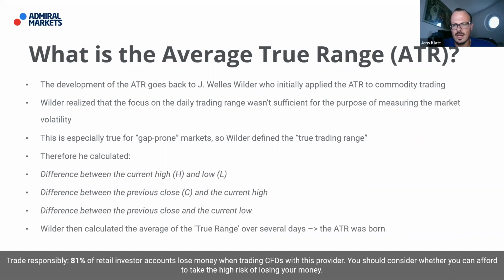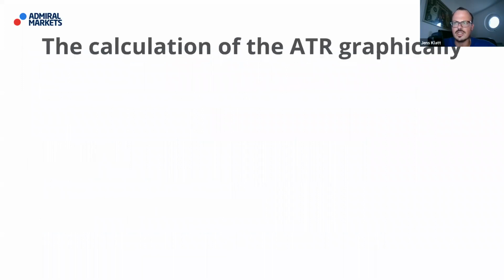The standard aggregation usually used is 14. So ATR 14 is quite common. Therefore you look at the last 14 candles. If you have a daily chart, you look at the 14 days and then you calculate the average true range. And what we want to do now is calculate the ATR graphically first.